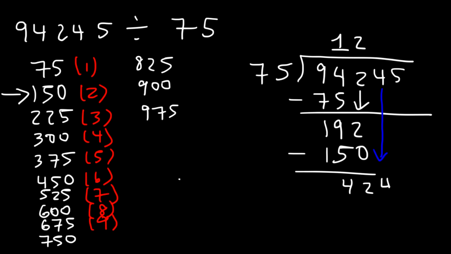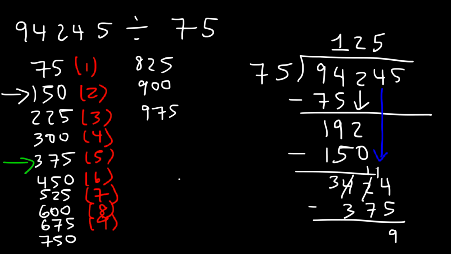Now let's bring down the 4. So how many times does 75 go into 424? 450 is too much. 375 is less than it. So it's going to go into it at least 5 times. 75 times 5 is 375. And now let's subtract. We need to borrow a 1. So this is going to be 14. 14 minus 5 is 9. And then 1 minus 7, that's not going to work, so we got to borrow a 1. So it's 11 minus 7, that's 4. So it's going to be 49.